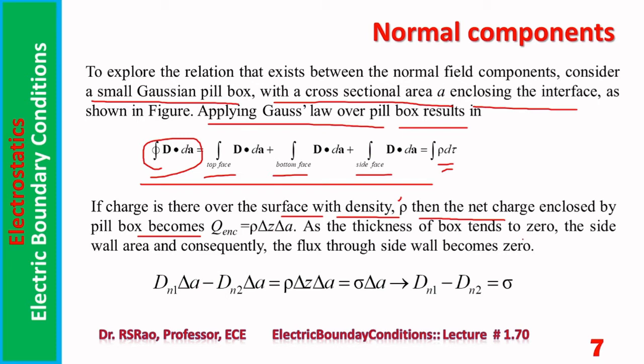As the thickness of the box tends to 0, the side wall area, and consequently the flux through the side wall, becomes 0. Therefore, Dn1 delta A minus Dn2 delta A is equal to rho delta Z delta A, which is equal to sigma delta A. A small correction: let us say the cross-sectional area is delta A. Then Dn1 delta A minus Dn2 delta A is rho delta Z delta A. Rho delta Z gives you the surface charge density. So ultimately you get Dn1 minus Dn2 equal to sigma.